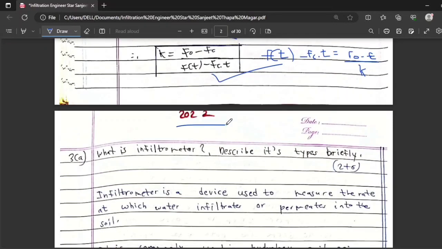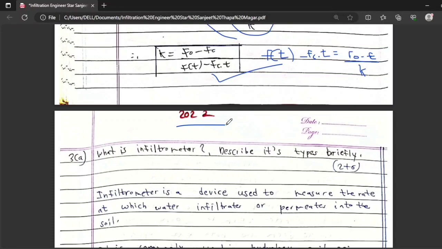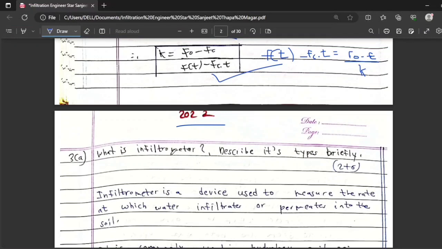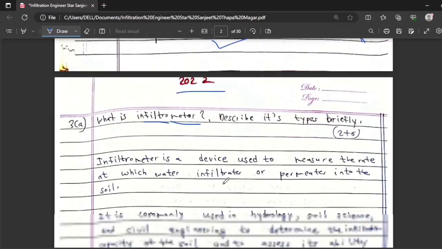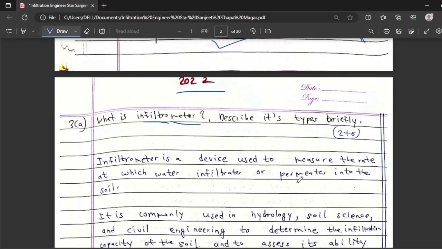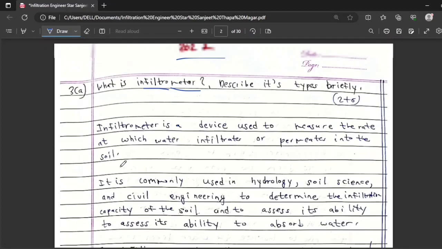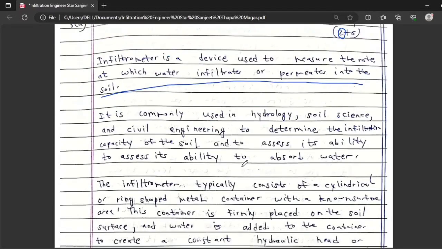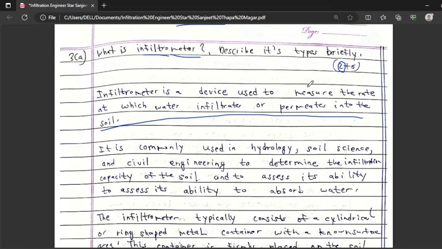The next question that was asked in 2022 Provincial University is: what is an infiltrometer? It is simple. Infiltrometer, meter means a device. If there is meter after something, then it is a device used to measure that thing. It is used to measure infiltration. Infiltration means the penetration of water into the soil, or water permeating into the soil. It was asked for 2 marks, so this one sentence is not enough, and we should add a few more sentences for these 2 marks.